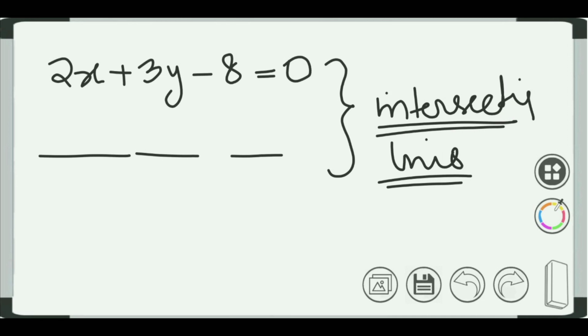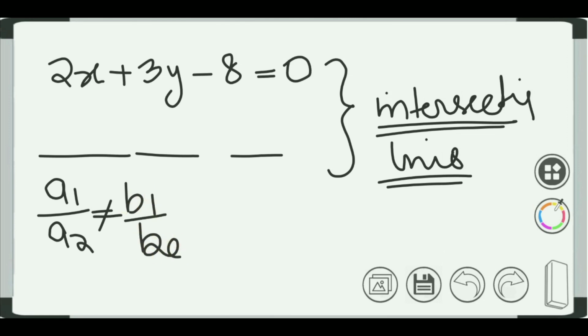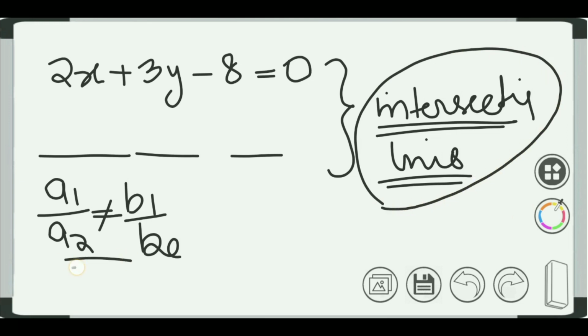For intersecting lines, it will be intersecting at one point. That means it will have a unique solution. So what is the condition for a unique solution? A1 by A2 is not equal to B1 by B2, right? So the condition is A1 by A2 not equal to B1 by B2, then only it will have a unique solution. If it has a unique solution, it will be intersecting lines. So this is the condition. It should satisfy this condition.